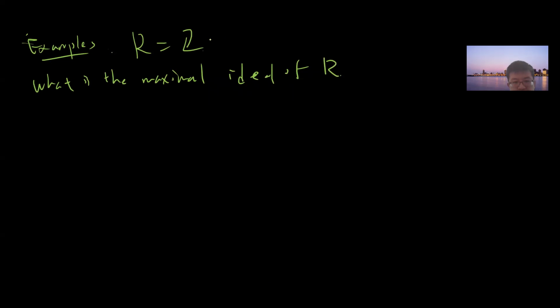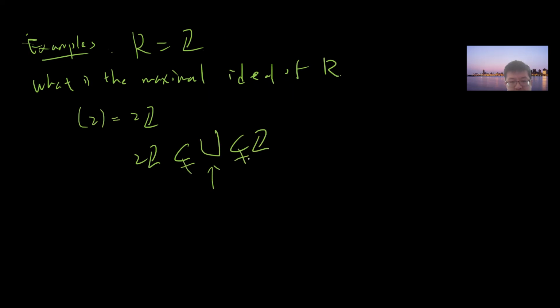Okay, so you can think by yourself, right? But let me just provide an example. Let's say 2. Okay, 2 means 2Z, right? So I can claim that 2Z is a maximal ideal of R, right? So let's try to prove it. Suppose there's another ideal U which is not the same as 2Z, right?